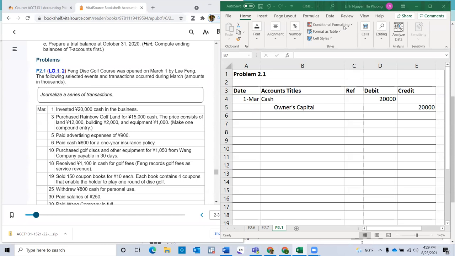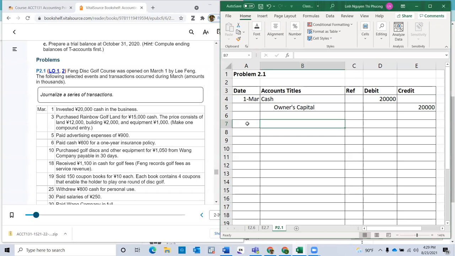All right, March 3, purchased Rainbow Golf Land for 15,000 cash. The price consists of land 12,000, building 2,000, equipment 1,000. Make one compound entry. A compound entry means we will record only one entry for many debit accounts or many credit accounts.